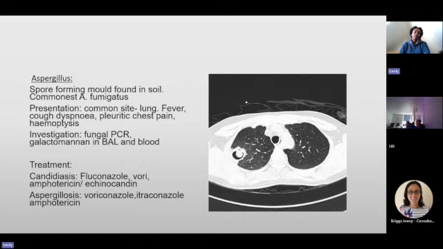Aspergillosis, the commonest is fumigatus, and the commonest that we see in ICU would be the lung, which we've seen a lot in the ECMO patients with the flu positive patients. Mostly they'd come with fever, cough, dyspnea, pleuritic chest pain, hemoptysis. For us, we don't see that. Maybe they get the Aspergillus while they are in the unit, and you will see this whole fever and probably radiological findings like what you're seeing here of a fungal ball. The investigations are PCR and galactomannan in BAL and blood.